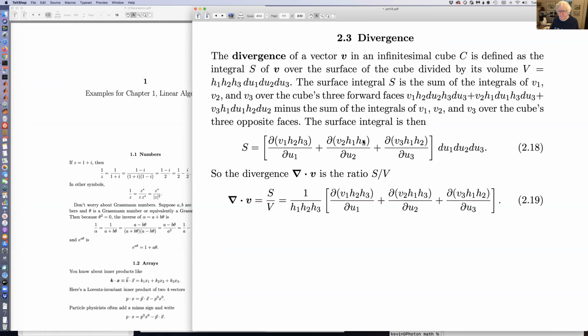Similarly, this one has the surface integral, which would be V2, H1, H3, du1, du3. It changes in the u2 direction by an amount that is du2 times the u2 derivative of this. So that's the best thing.